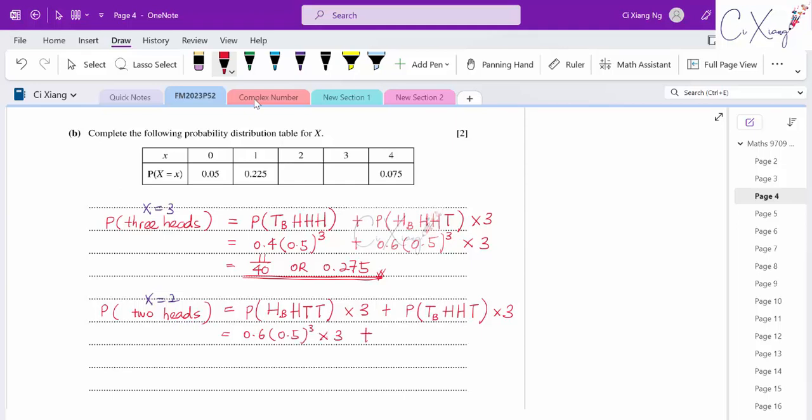Same thing happens for this one. Obtaining a tail in the biased coin should be 0.4, then the remaining fair coins will all be 0.5 and then power 3. And you multiply with 3 also. From here, the answer that you get for x equals 2 should be 0.375.